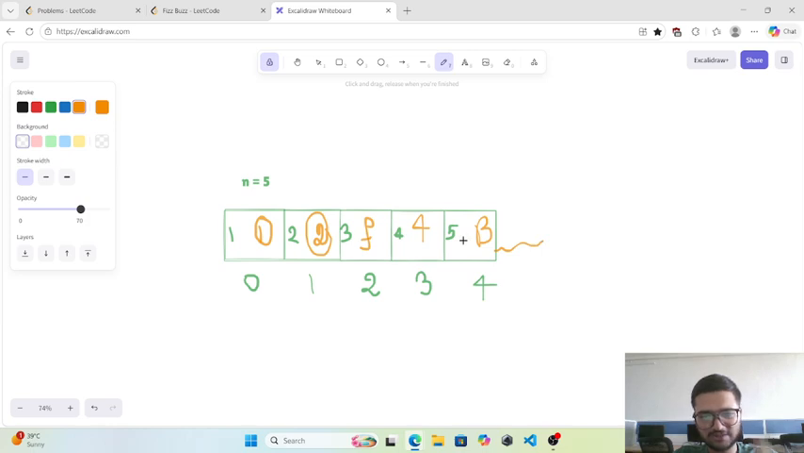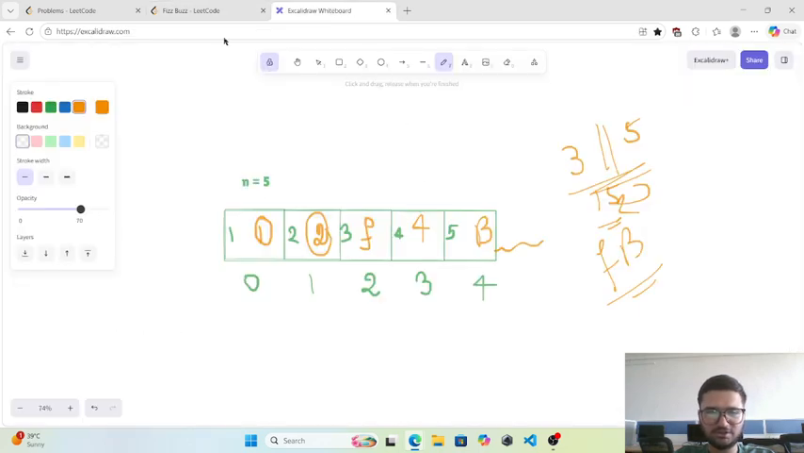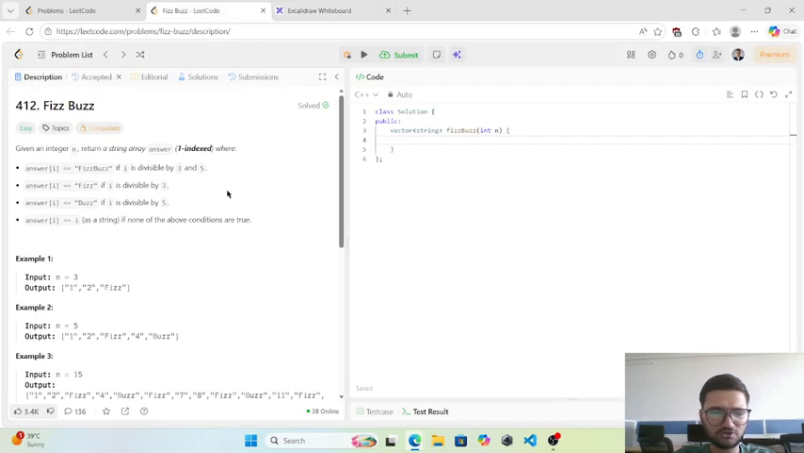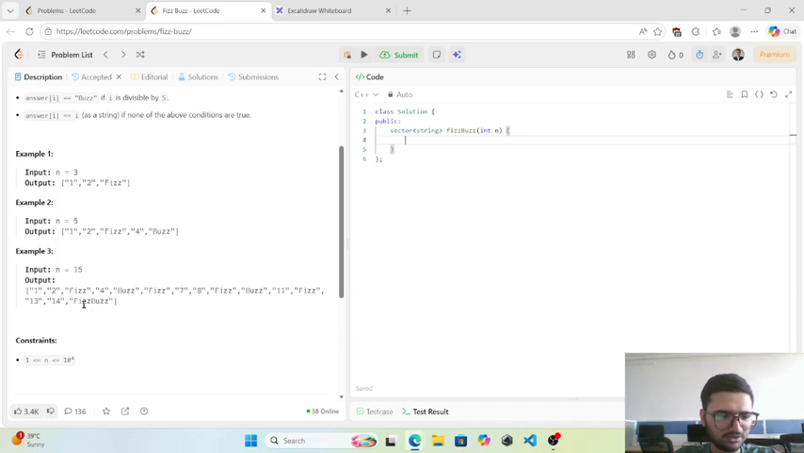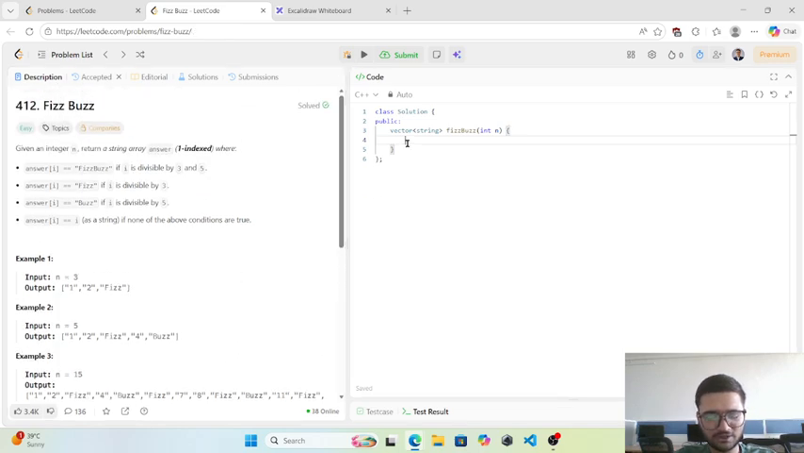And then for 15, it is divisible by both 3 and 5, so we write FizzBuzz because it is divisible by both values. So this is a visual representation. Now we are going to solve the question in a technical way. For 9, it is only divisible by 3, so we write Fizz, and 10 is only divisible by 5, not 3, so we write Buzz. So now we are going to solve the question.